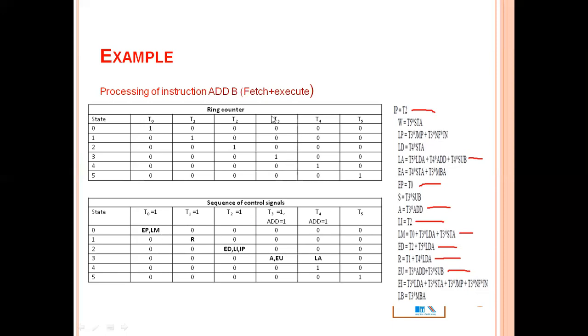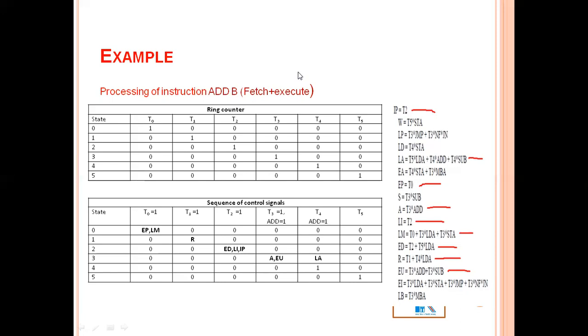So see here, you have given one set of instructions. This ring counter will generate the different timing signals, and from these timing signals, see, this is the sequence of the instruction that is generated: EP LM, R, ED, LI, IP, A, EU, and LA. This is the sequence of the instruction, and this sequence is generated by the control matrix. Clear? Not only the control matrix, but with the help of the ring counter, because without the timing signal, it cannot generate the sequence. Clear? So this is the design of the control unit.